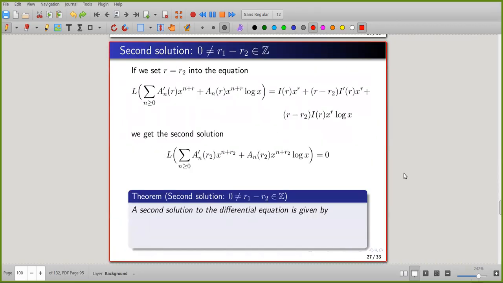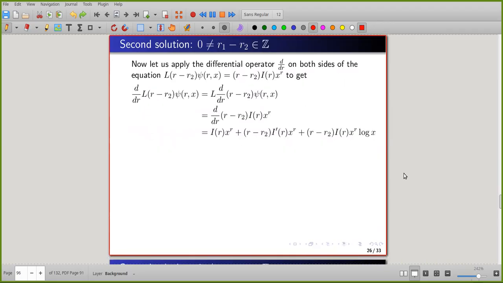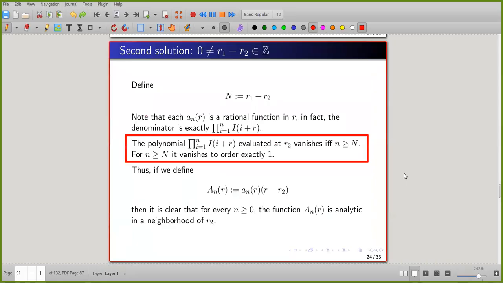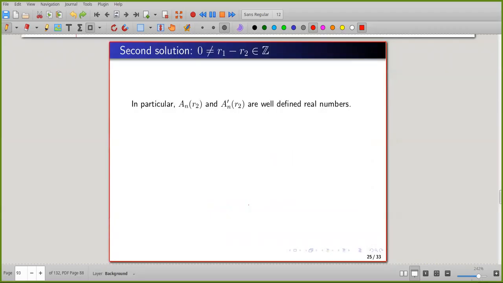So where was I? Okay, so we were here. The point I was trying to make is that this function A_n(r) is analytic in a neighborhood of r2 for every n. In particular, A_n(r2) and A_n'(r2) are well-defined real numbers. So that's great. So now we are going to apply the same trick.